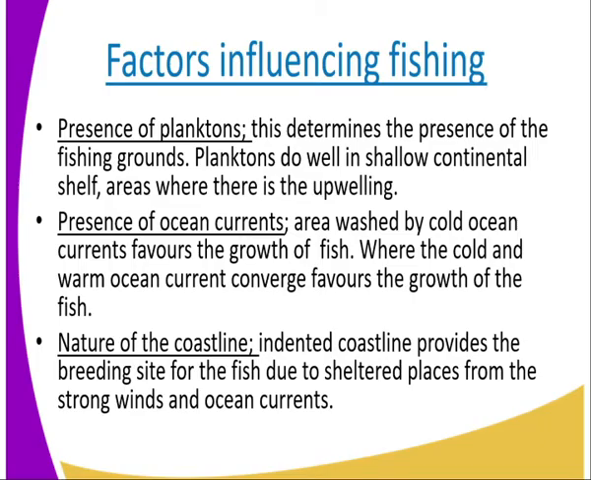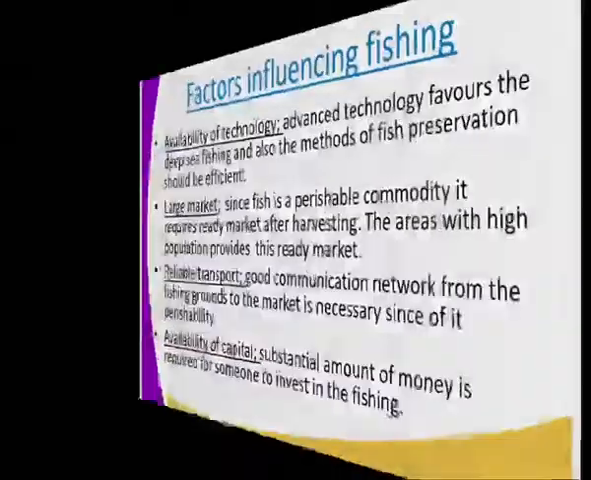Number three, it is the nature of the coastline. The indented coastline provides the breeding site for the fish. This is due to the places sheltered from the strong winds and ocean currents, unlike those coastlines which are irregular. So that is about the nature of the coastline.